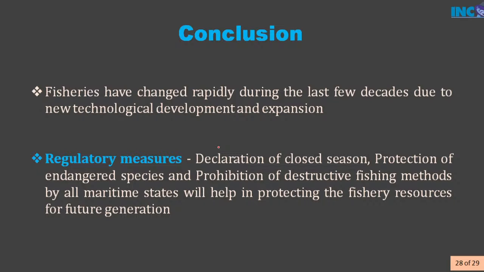Due to new technological development and expansion, fishing is heavily done in open sea as well as coastal. This will lead to fish stock depletion, and finally to the endangered condition of fish and other aquatic organisms. Then, as regulatory measures, we can impose closed seasons, protection of endangered species, and prohibition of destructive fishing methods by all maritime states, which will help in protecting the fishery resources for future generations.